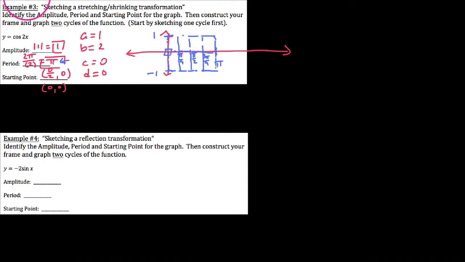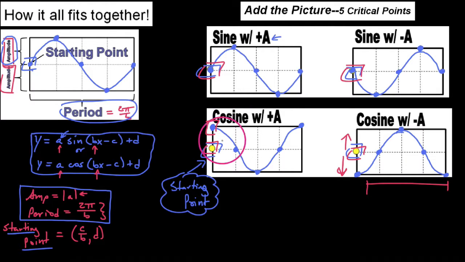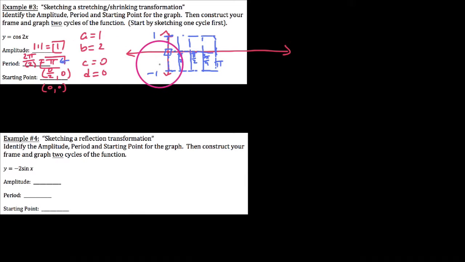Our cosine graph, remember, starts at its maximum and then goes to a 0 and then minimum, 0 and then maximum. So when we come back and look at this graph here, what we want to do first of all is assess whether or not it would be reflected. Since we have a positive a value, it's not going to be reflected, so our cosine graph starts at a maximum, goes to its 0, goes to a minimum, goes to a 0, goes back to its maximum. So we would get a graph that just looks like this.